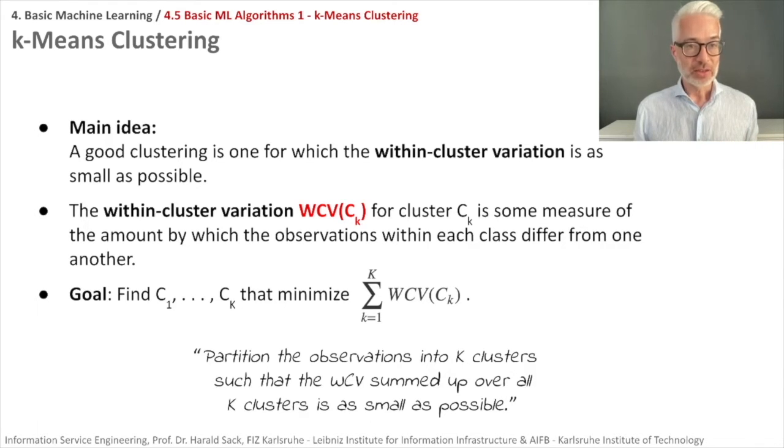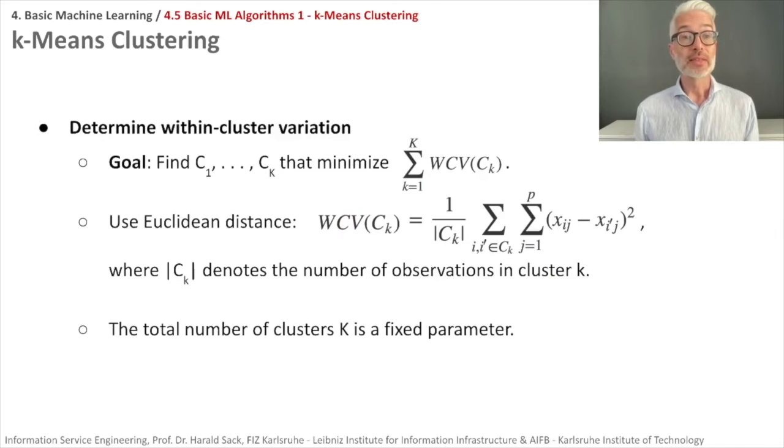And what we want to find there, so we want to find a good clustering, this means for all of the clusters C1 to CK, we want to minimize the within cluster variation over all of these clusters. So this is nothing else than the sum of all of the within cluster variations for each cluster. You can tell it in the way we have written it down here. Partition the observations into k clusters such that the within cluster variation summed up over all k clusters is as small as possible. This is the task we are going to solve, and k means clustering, of course, does not solve this exactly. So it does an approximation.